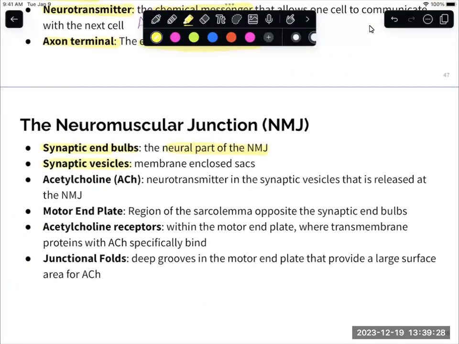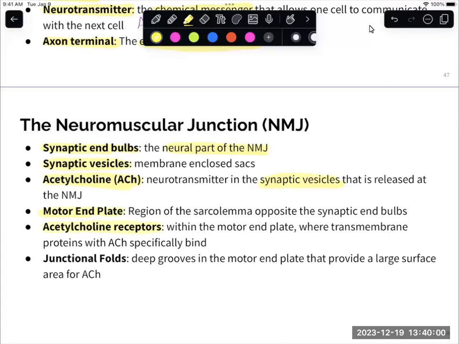Synaptic vesicles. We've mentioned vesicles. Vesicles are those membrane-enclosed sacs that are going to hold that neurotransmitter, that acetylcholine. That acetylcholine is held in those synaptic vesicles that then get released into that neuromuscular junction. The motor end plate is the muscle portion of this. On that motor end plate, we have acetylcholine receptors.